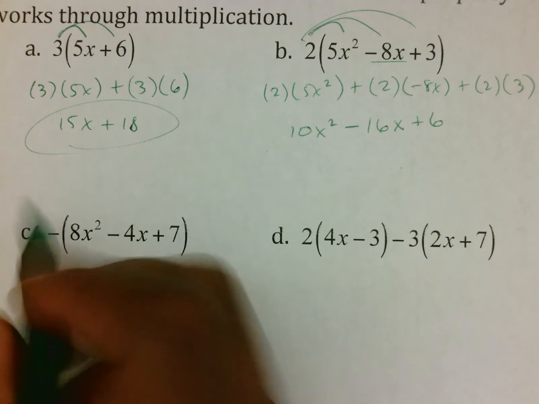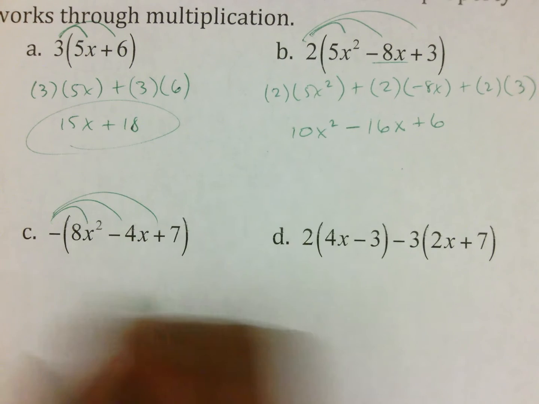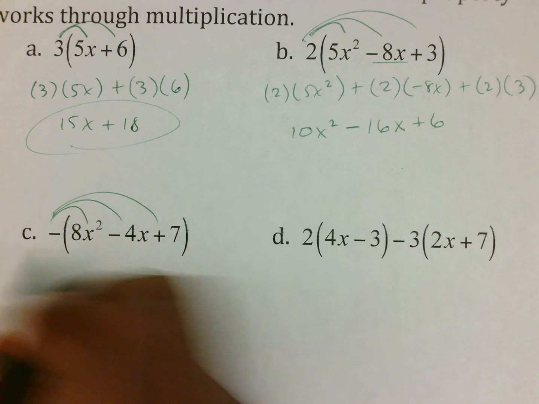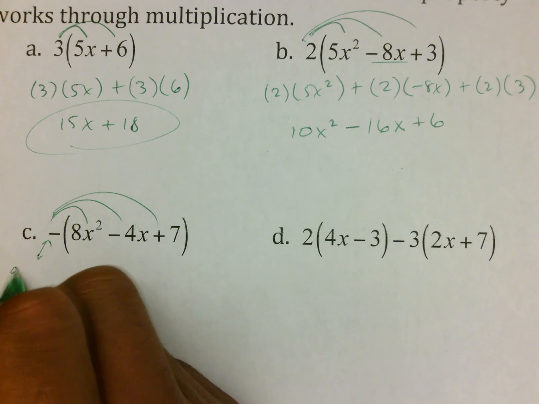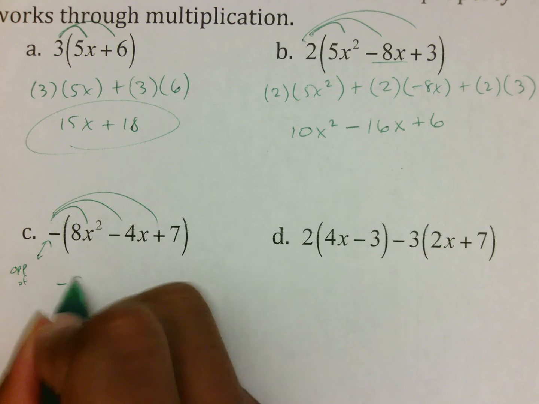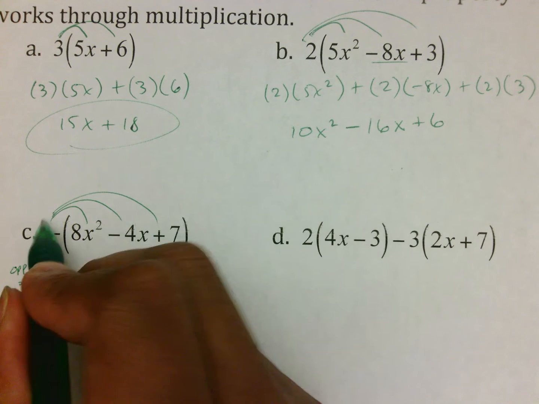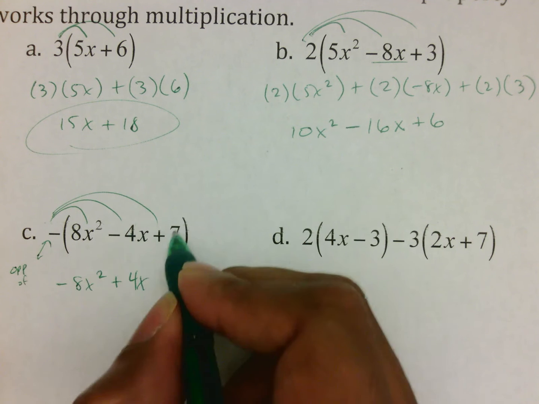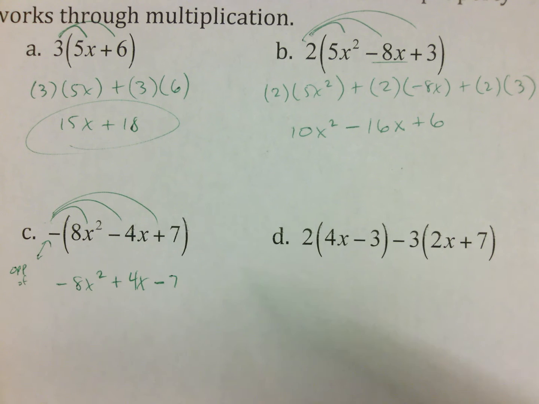You will also see problems with just a negative outside. And again, what that means is I want to put negative meeting them. What I would do is either put a 1 there or recognize that the negative means opposite of. So the opposite of 8x squared is negative 8x squared. The opposite of negative 4x is a positive 4x. The opposite of positive 7 is a negative 7. And that is all you have to do whenever there is just a negative on the outside.